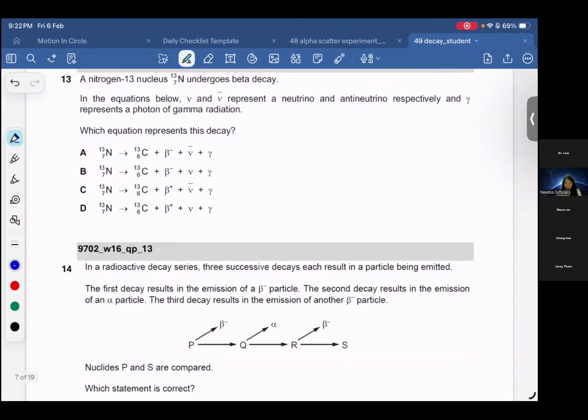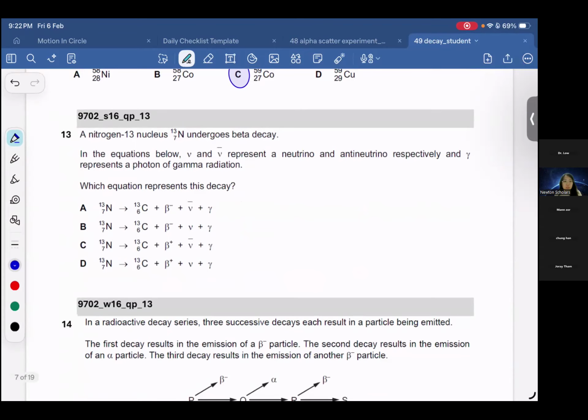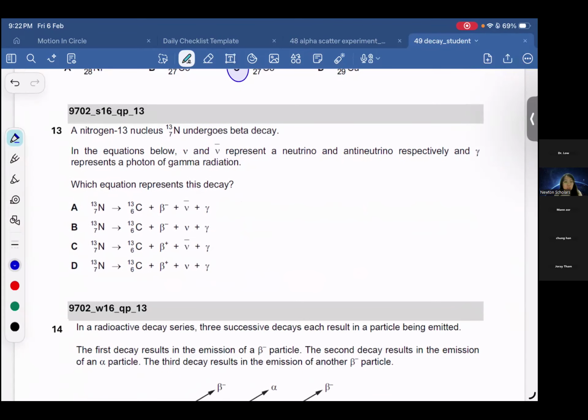Okay, next question number 13. Do it. Neutrino, anti-neutrino, gamma radiations. So how do we know which equation represents the decay?